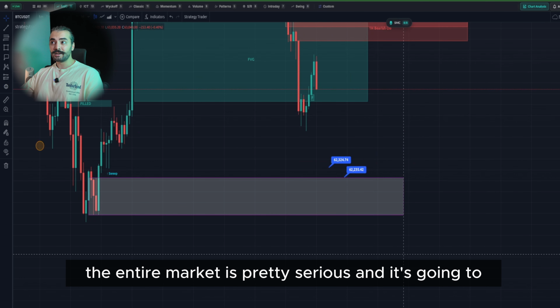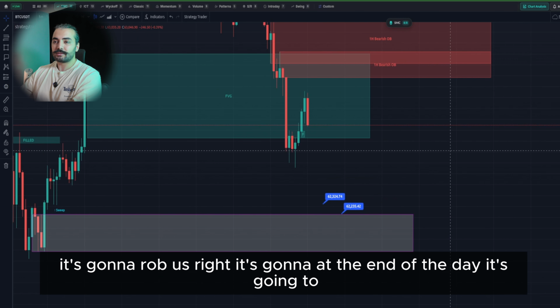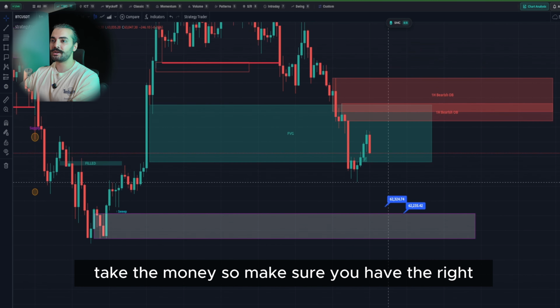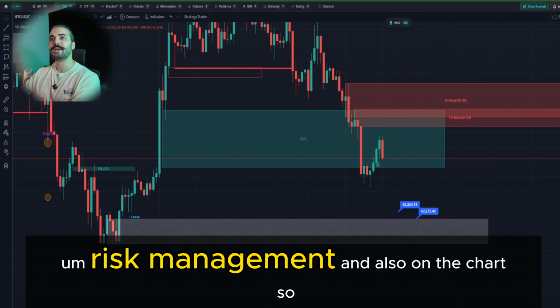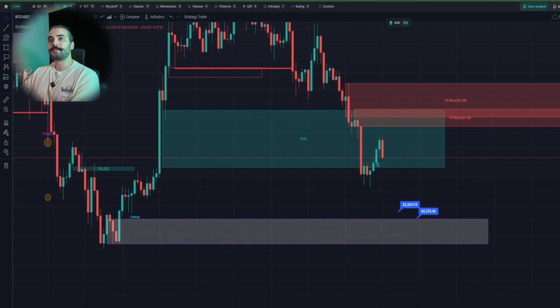The entire market is pretty serious, and it's going to rob us, right? At the end of the day, it's going to take the money. So make sure you have the right risk management, and also on the chart too. Make sure you have the right spots on the chart.